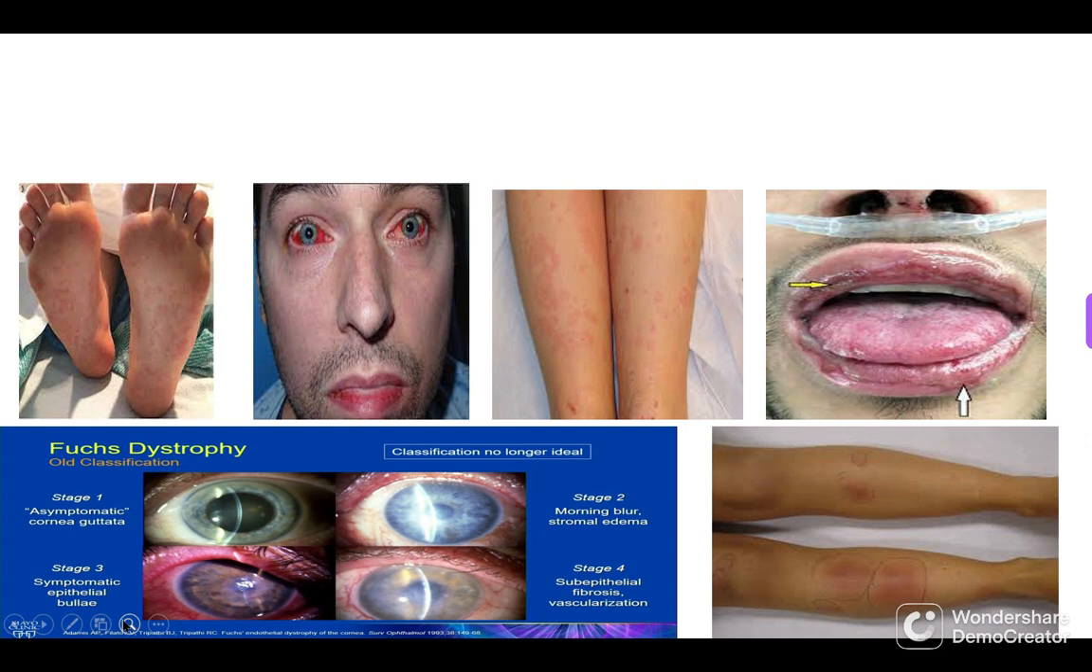It may be symptomatic, epithelial bullae will be formed on the cornea. The vision definitely will be disturbed. And in the last stage, subepithelial fibrosis can occur and vascularization occurs in the region. So this is called the Fox dystrophy. It is the ophthalmological manifestation. So it is the peripheral stigma again.